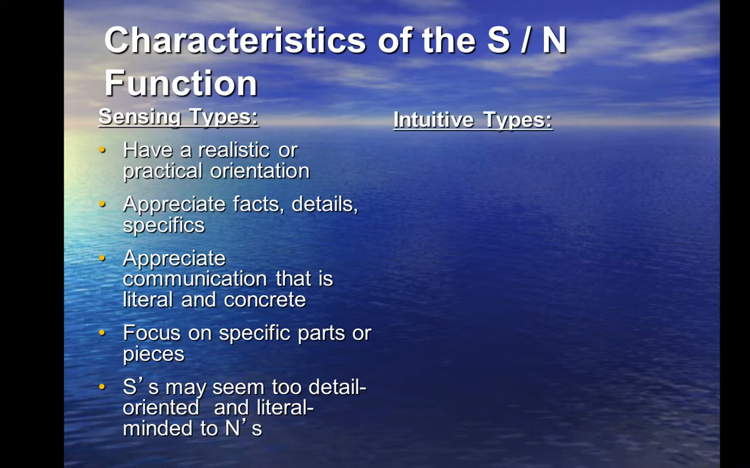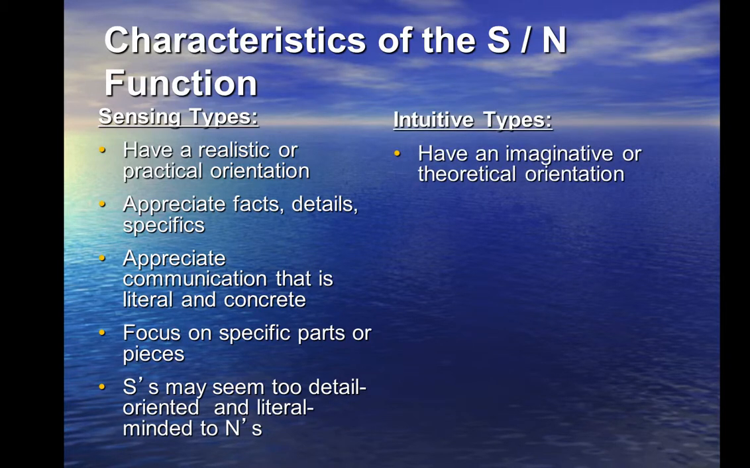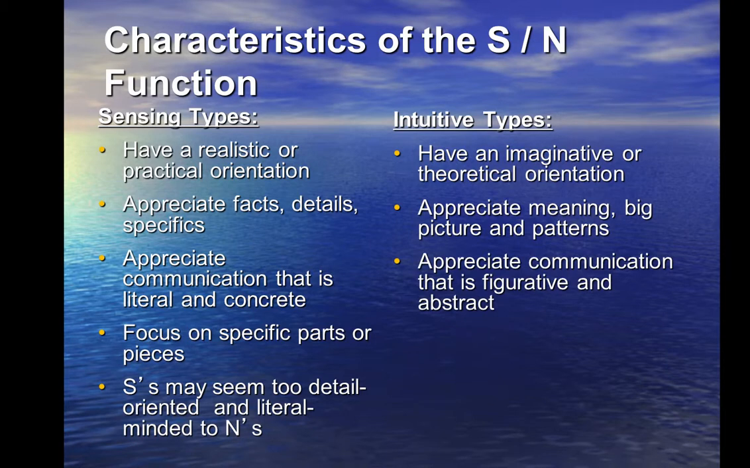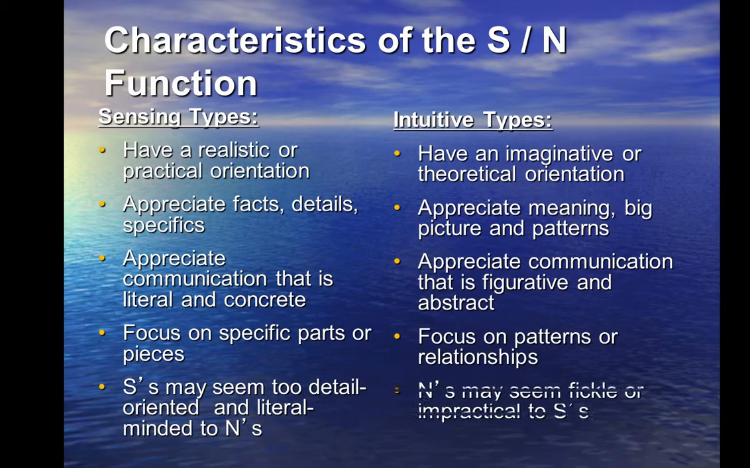On the flip side, intuitives tend to be very theoretical, imaginative, big picture thinkers. They like patterns and meaning, and they don't mind communication that's abstract and figurative. They like patterns or relationships between things, and they may seem fickle or impractical, because what can happen on a team is, say you're brainstorming a project. Intuitives are great at brainstorming because they can come up with all sorts of stuff, but they may not be reasonable or practical to implement.